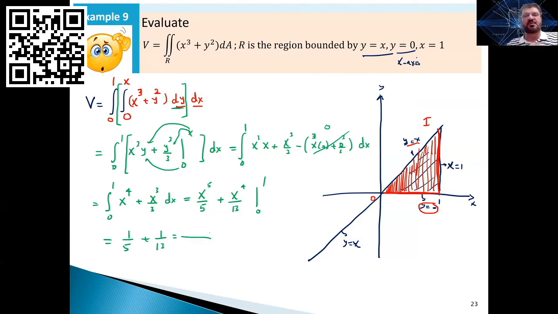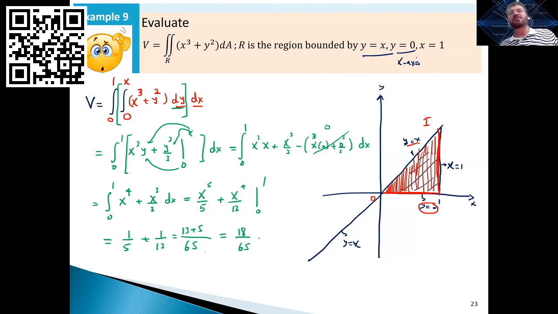And then the least common denominator between these two is, let's see, the product of those two. So 5 times 12 is 60. So multiply, and this is going to be 12 plus 5. So the answer is 17 over 60.